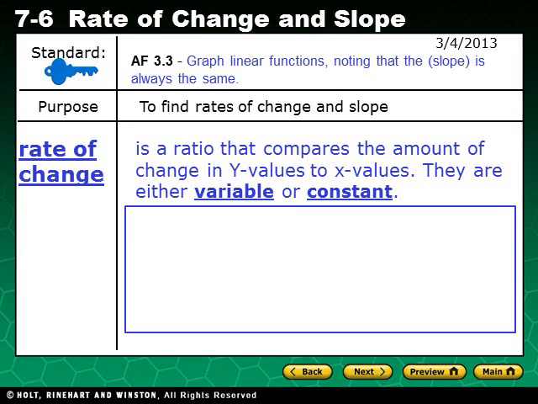7-6, rate of change and slope. Our standard today is AF 3.3, graph linear functions, noting that the slope is always the same. Our purpose today is to find rates of change and slope. What is rate of change?